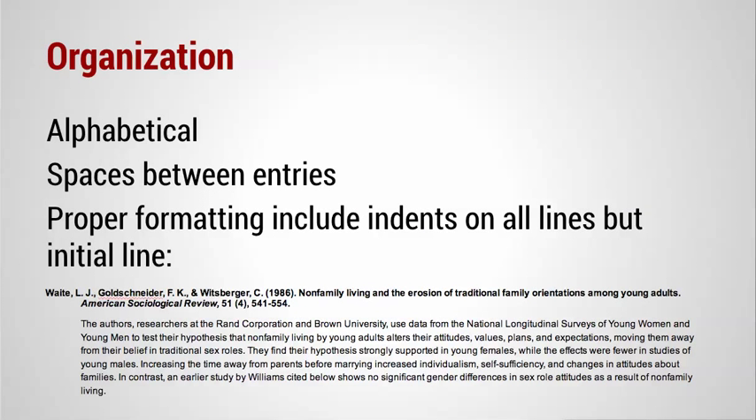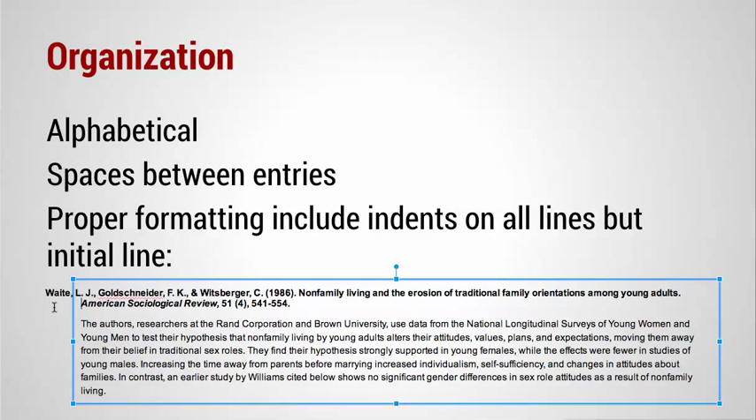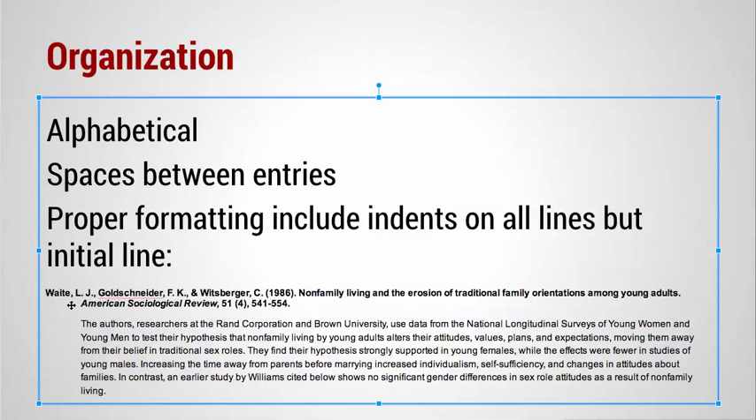And finally, I just want to remind you about the organization. An annotated bibliography is presented in alphabetical order by the last name of the author. So as you add entries each week, you're not going to just add them to the bottom. You're going to add them where they belong in the alphabetical order. Put spaces between entries so I can tell where an entry begins and where an entry ends. And then use proper formatting, which includes indents on all lines except for the first. So it should look like this over and over and over again.